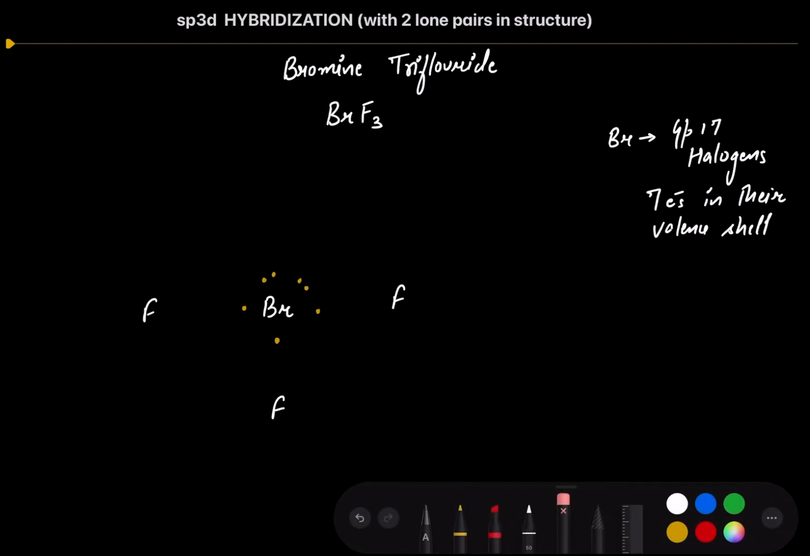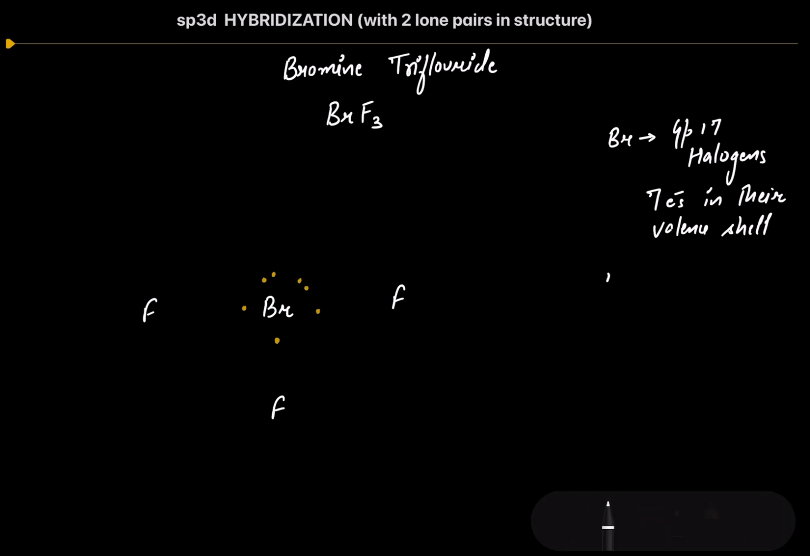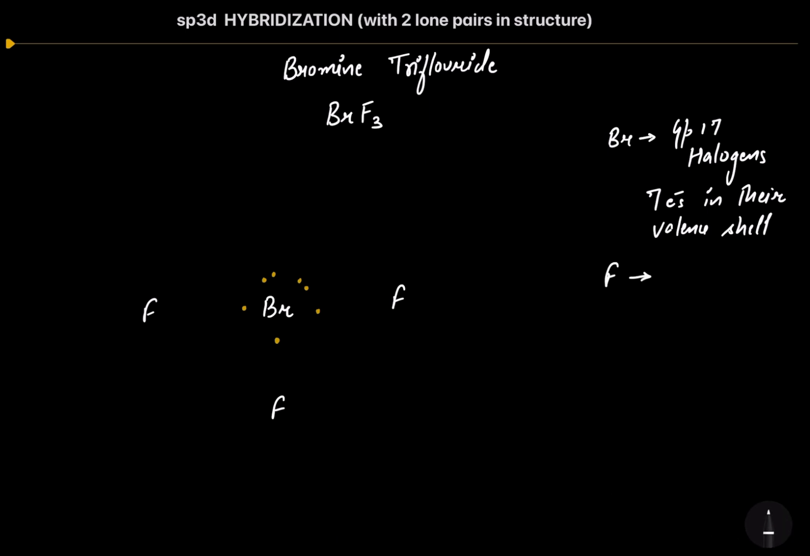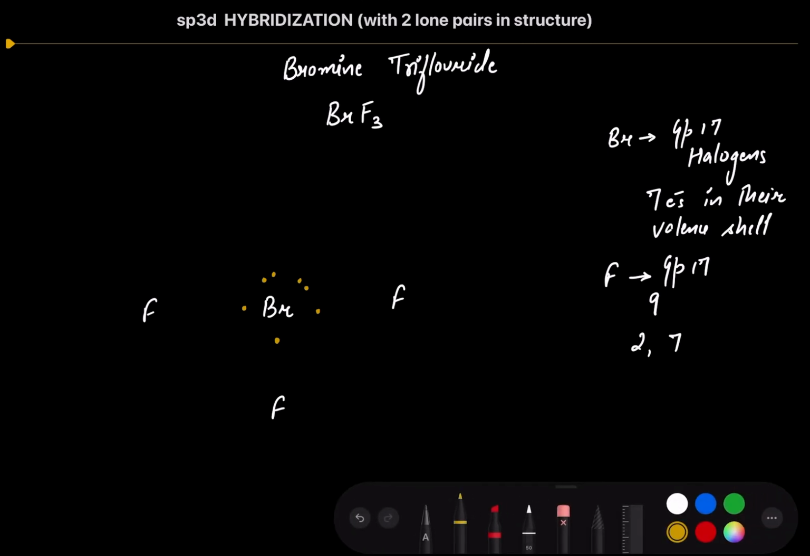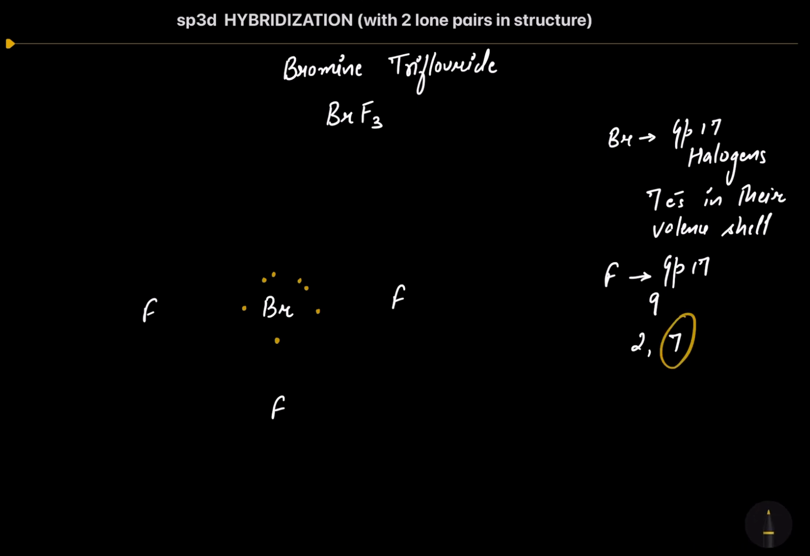Now let's talk about the fluorine. Fluorine is also the member of group number 17. Its atomic number is 9. So its configuration is obviously 2, 7. That means fluorine is also going to have 7 electrons in its valence shell. Now let's mark the 7 electrons around all the fluorine atoms. So let's talk about the first fluorine atom. That's the first electron, second, third, fourth, fifth, sixth, and the seventh.